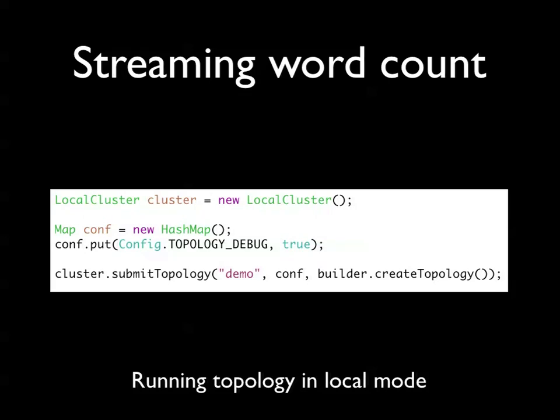Here we set in the configuration topology debug to true. This has the effect of logging to console every time a message is emitted. So this is, of course, very useful for debugging.